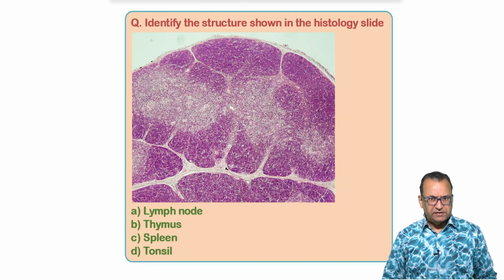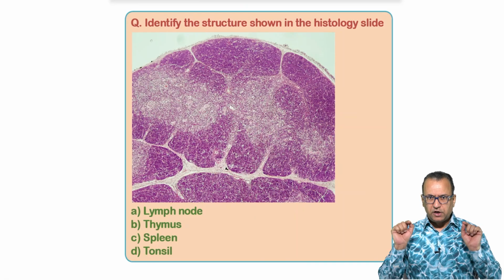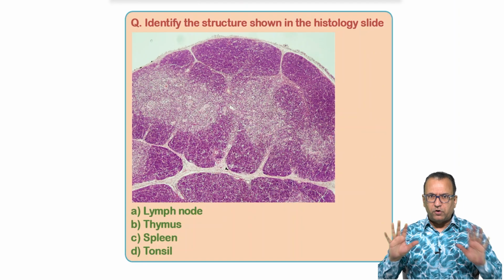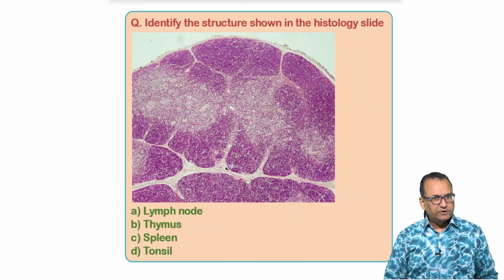One histology slide with a lot of blue dots. Those blue dots are basically the lymphocytes, having a very large basophilic nucleus. That is why there are a lot of blue dots: lymphoid tissue. And the options given are maybe thymus or tonsil or lymph node or spleen. They all are lymphoid organs.